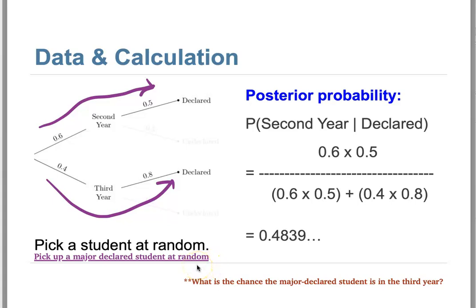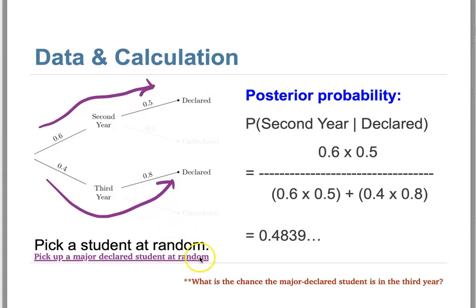And this one is the conditional probability, because when I pick a student at random, I already have some condition on that. We know that student is major declared. So that's why when we want to find the chance, I know that student has declared a major. So what is the chance the student is in the third year? So this student is major declared in the third year. But the condition is different.